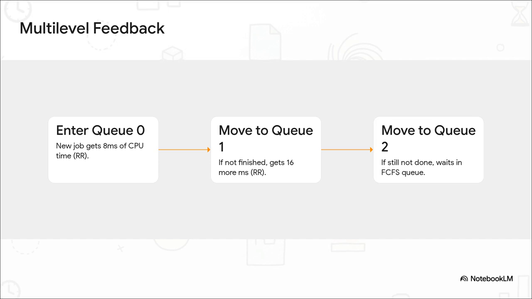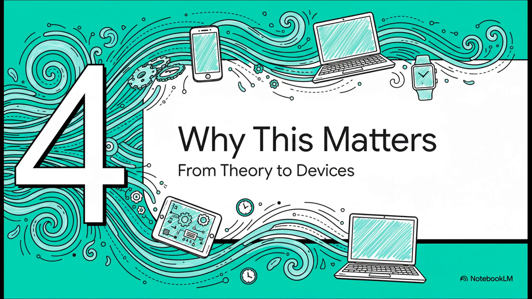Imagine this. A new program comes in. It starts at the top, in the VIP line, the highest priority queue. It gets a very short time slice, using round robin. This is perfect for quick, interactive tasks. But if it uses up its time and isn't done, it gets demoted to a lower priority queue, which has a longer time slice. If it's a really long, heavy-duty job, it'll eventually trickle down to the bottom queue, which is just a simple first-come, first-served line. It's a system that actually learns and adapts. It's just brilliant.